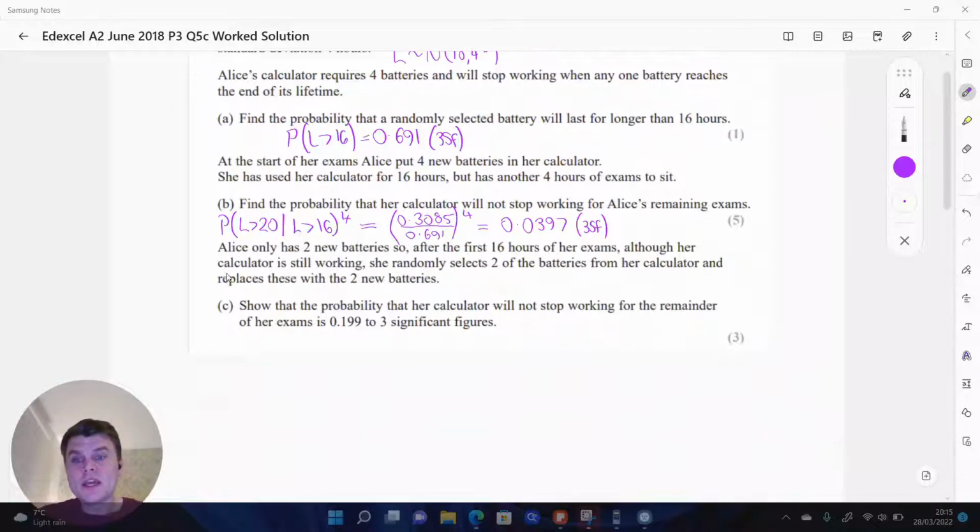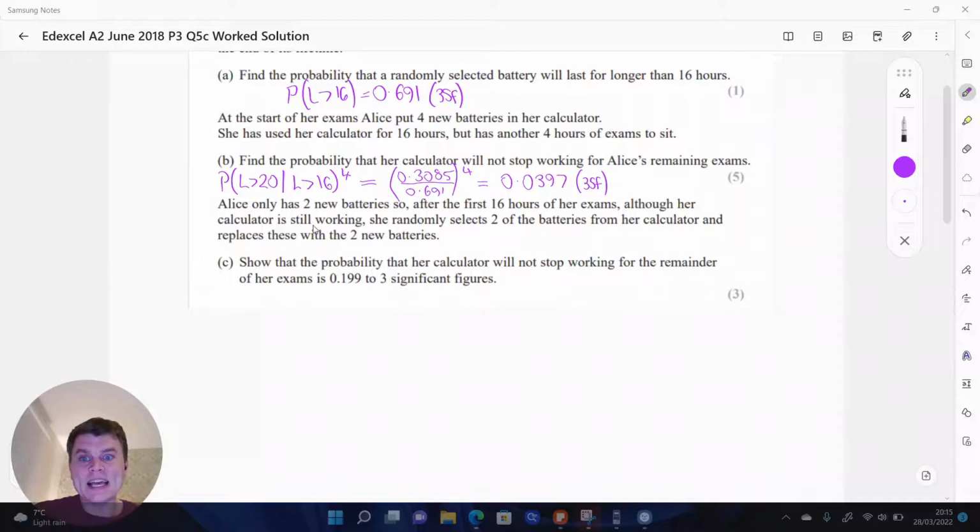0.0397. Now we find that Alice only has 2 new batteries. So after the first 16 hours of her exams, although her calculator is working, she randomly selects 2 of the batteries from her calculator and replaces them with these 2 new batteries. Part C is asking, show that the probability that her calculator will not stop working for the remainder of her exams is 0.199 to 3 significant figures.